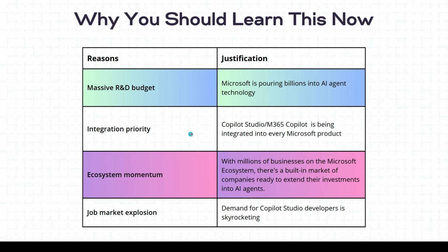Integration priority. So you can see Copilot Studio and M365 Copilot is being integrated into every Microsoft product. From PowerPoint to Word to SharePoint, it's going to be very important to understand this technology at a high level at least so that you can be more efficient in your work. Ecosystem momentum. So with millions of businesses on the Microsoft ecosystem, there's a built-in market of companies ready to extend their investments into AI agents. Now, a huge part of this is there are so many companies on the Microsoft ecosystem already. So logic would dictate that they'd want to extend into Copilot Studio because it's in the realm of where they're currently based. I'm not going to lie to you.